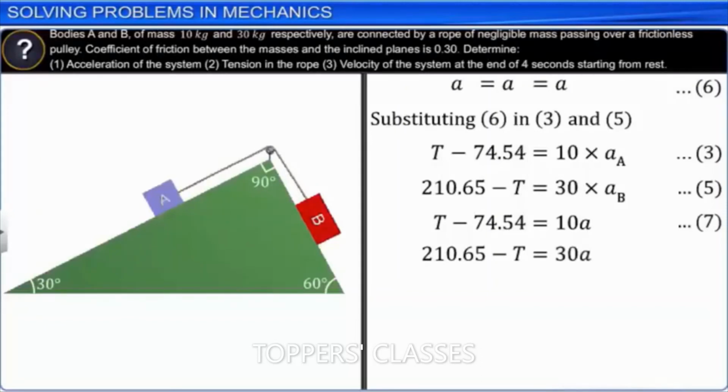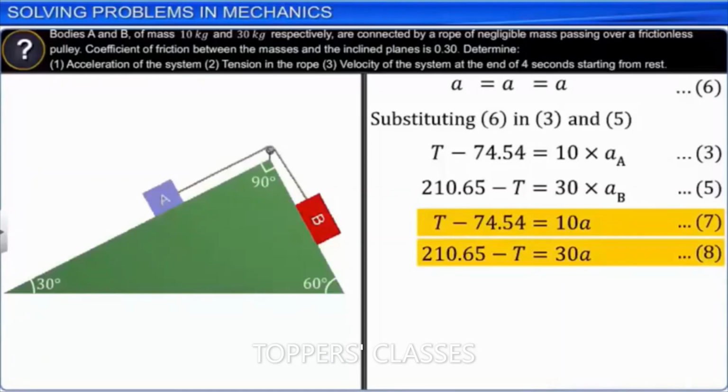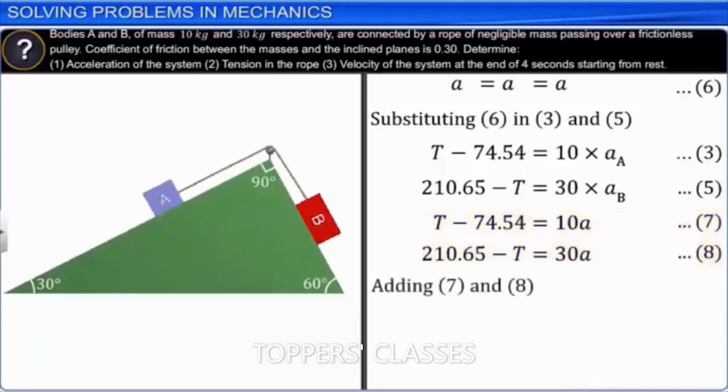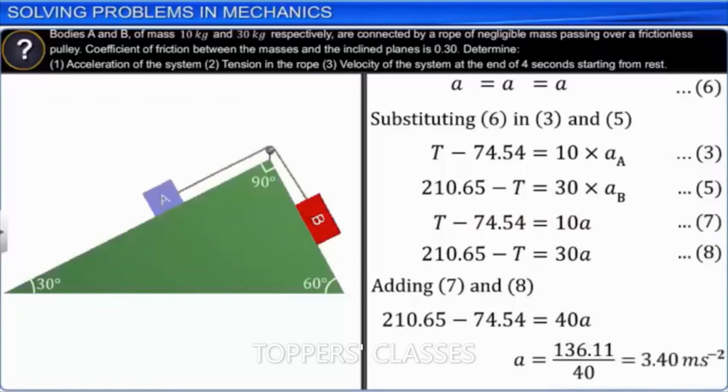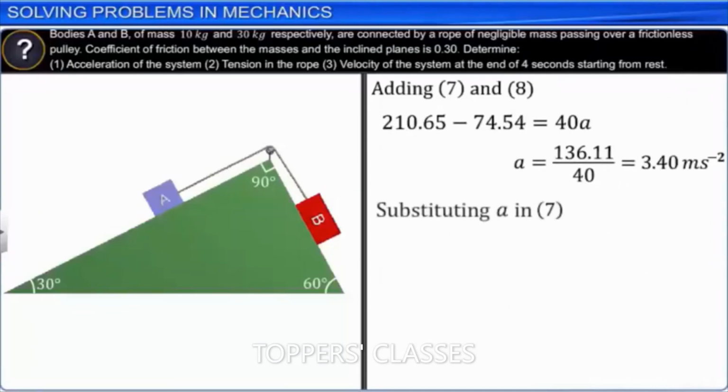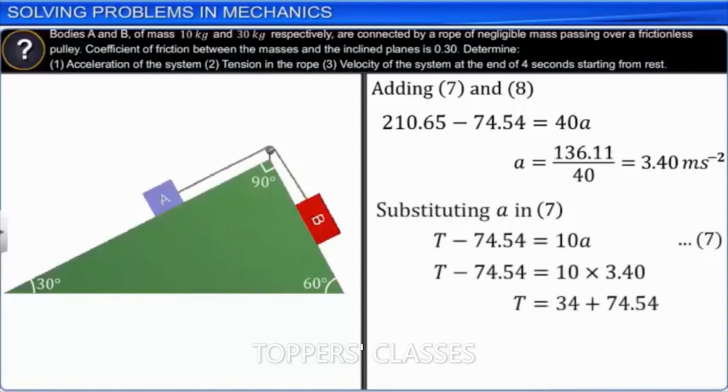Equations 7 and 8 are simultaneous equations with two unknowns, which are T and a. Adding these equations and solving, we get acceleration as 3.4 meters per second squared. Substituting the value of a in equation 7 and simplifying, we get the tension in the rope T as 108.54 newtons.